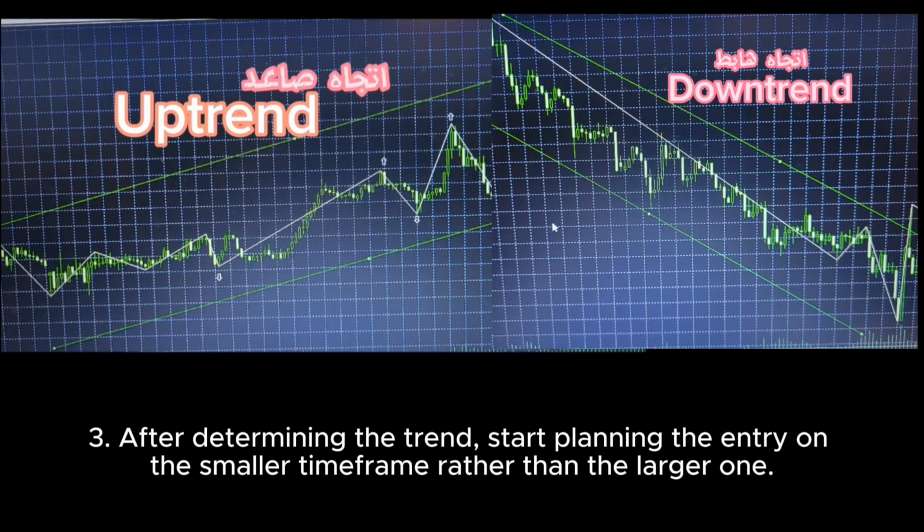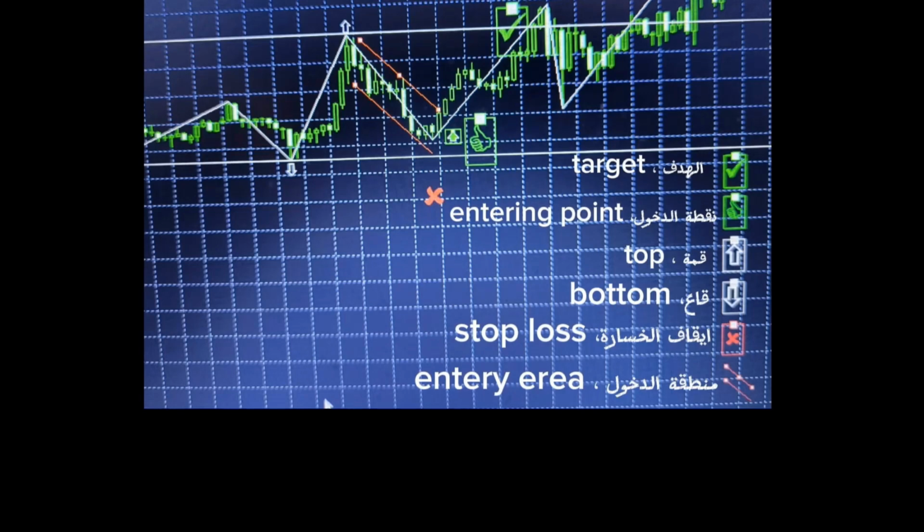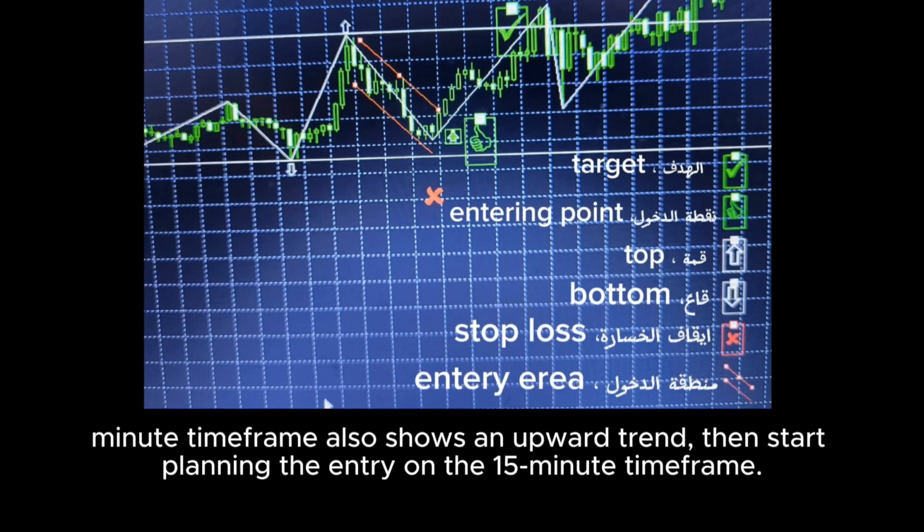3. After determining the trend, start planning the entry on the smaller timeframe rather than the larger one. For example, if the hourly timeframe shows an upward trend and the 15-minute timeframe also shows an upward trend, then start planning the entry on the 15-minute timeframe.